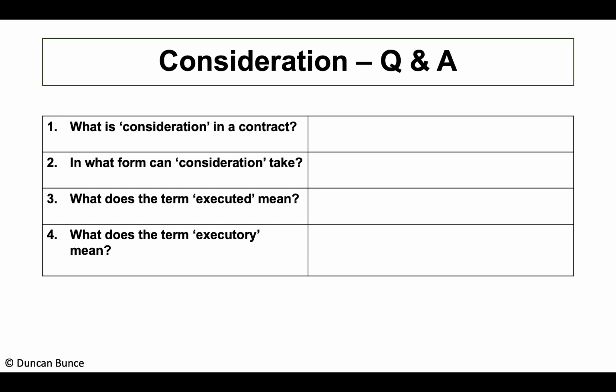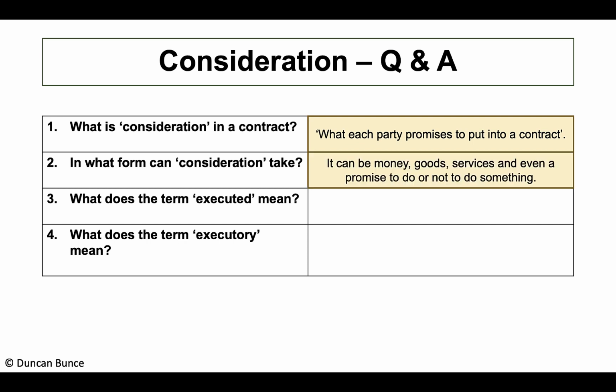So at the starting point for consideration, the question I ask my class is, what is consideration in a contract? Depending on the resource you use, there are a number of definitions, but it's essentially what each party promises to put into a contract. So what form can consideration take? Again, there are many forms. It can be money, goods, services, and even a promise to do or not to do something. Although, as we're going to see, the case law precedent regarding promises can be a little bit inconsistent at times.